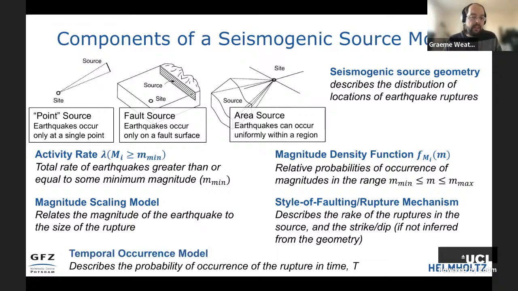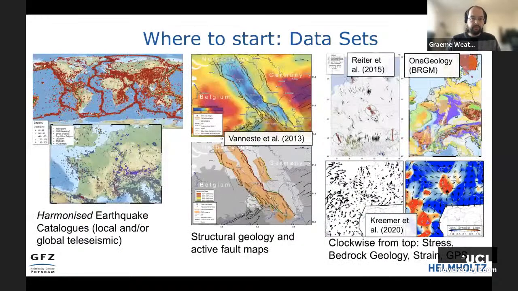And the final step is we need a temporal occurrence model. So far, I've talked in terms of rates and activity rates, but actually what we do in the end is to transfer this into probabilities of exceedance of some sort of rupture in some time period. And this is where we often make the assumption of a Poisson temporal occurrence model, but others can be found in the literature. And I'll talk a little bit about that in due course.